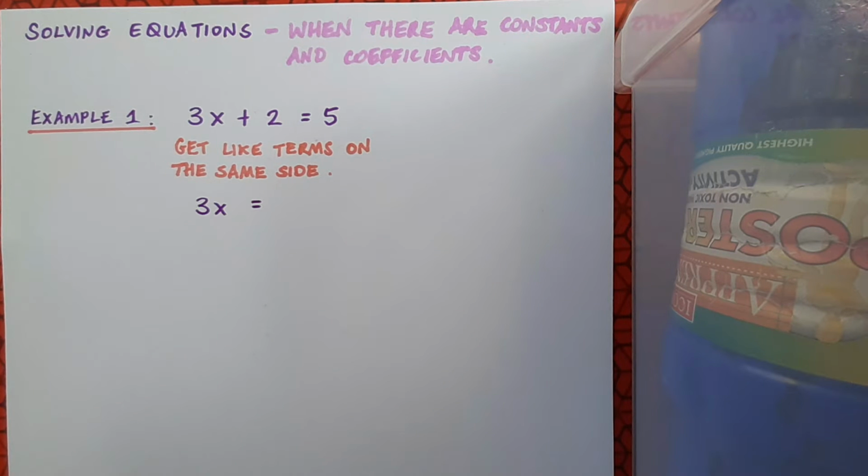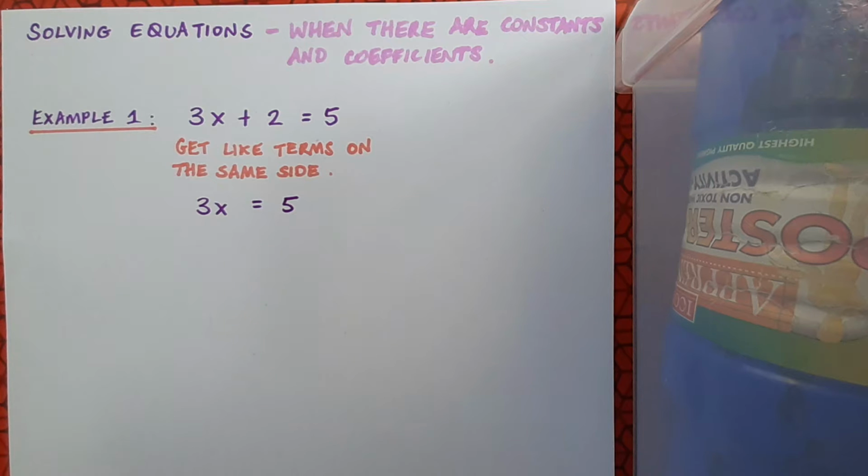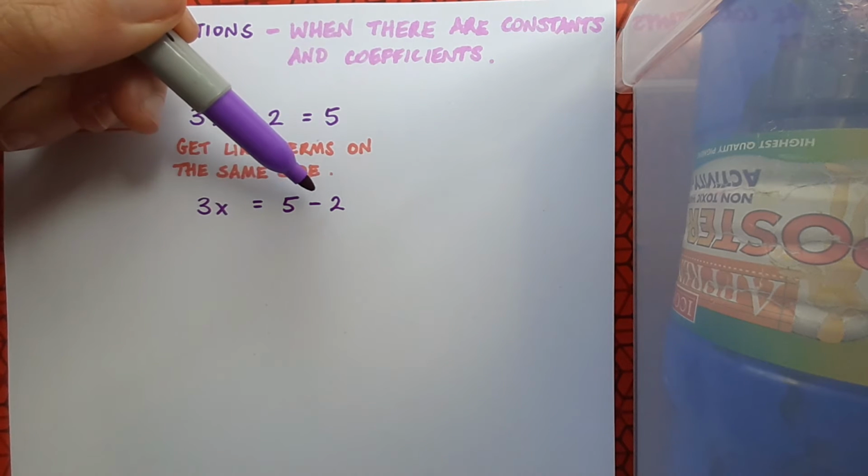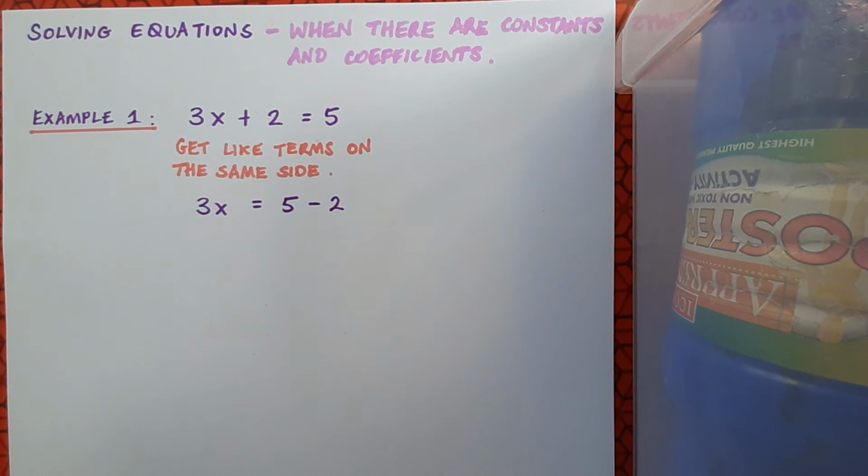So what will that look like? Well, the 3x can stay put on the left-hand side. The 5 is already on the right-hand side, and the plus 2 comes across. And of course, when it comes across, it must change what it's doing. It's on the opposite side now, so it must do the opposite thing. It was adding, and now it's going to subtract.